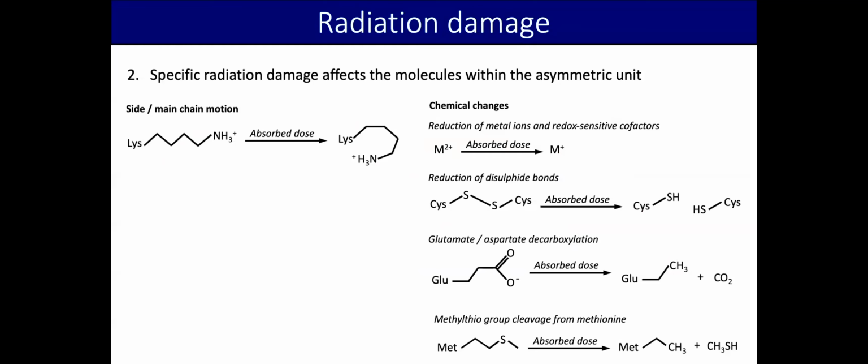And these chemical changes have been observed to occur in a reproducible order with increasing dose. So for protein crystals at cryo-temperatures, with increasing dose, first any metal ions and redox-sensitive cofactors are reduced, then disulfide bonds are reduced, glutamate and aspartate residues are decarboxylated, and the methyl thiol group is cleaved from methionine residues.